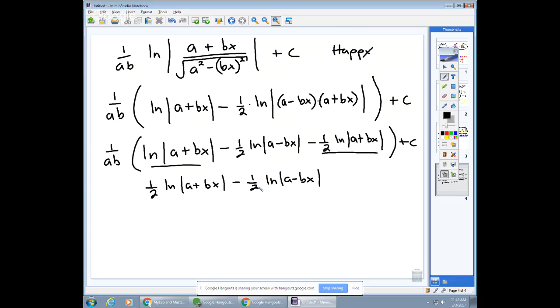We can pull out the 1/2, and then we'll have a difference of 2 logarithms, which is a quotient. So I think we just got what we did before. I have a constant of 1 over 2ab, and then the difference of these two logarithms becomes the log of the quotient of a plus bx over a minus bx, which is exactly what we had on the other page.